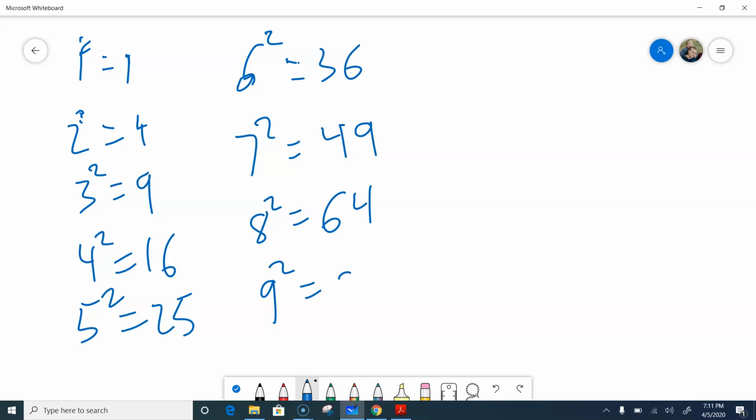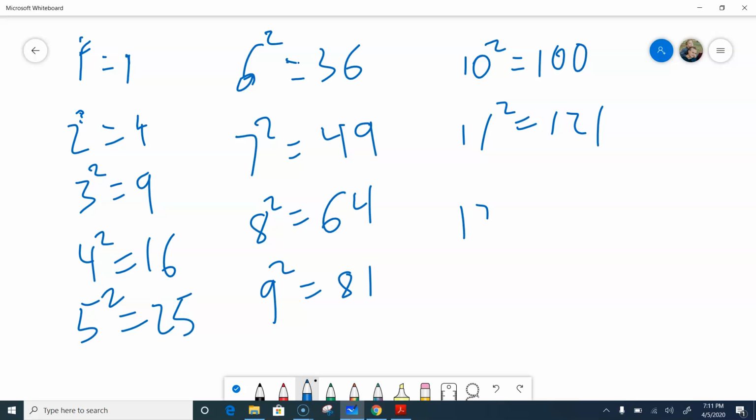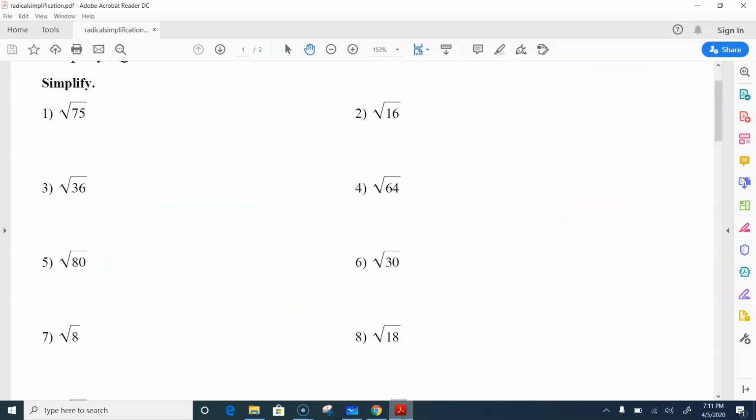9 squared equals 81. 10 squared, of course, is 100. 11 squared is 121. And I'll stop it for now at 12 squared, 144. So these numbers here should jump off the page at me. 1, 4, 9. When I see them, I want to make sure I recognize them right away as a factor of a number. So I look at this first radical here and I see the square root of 75.